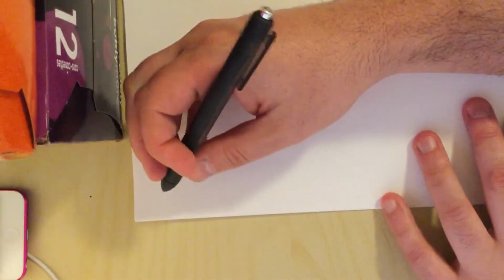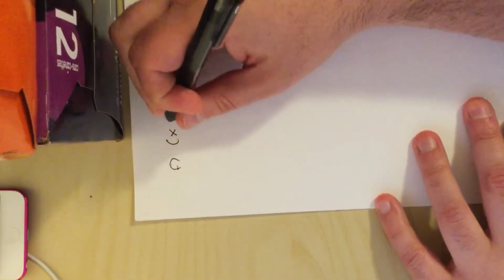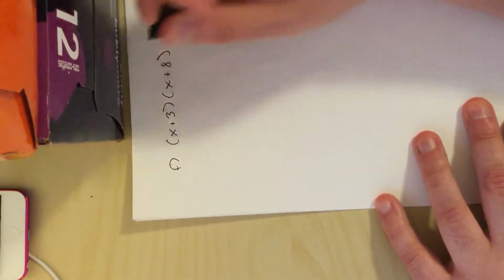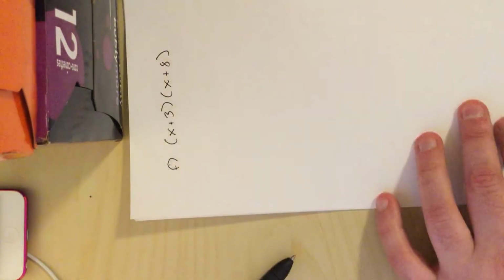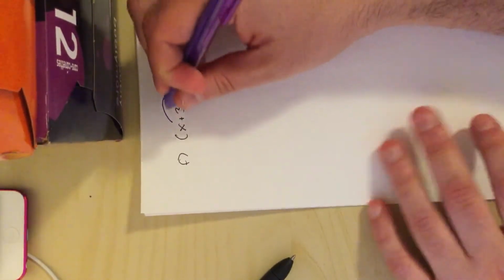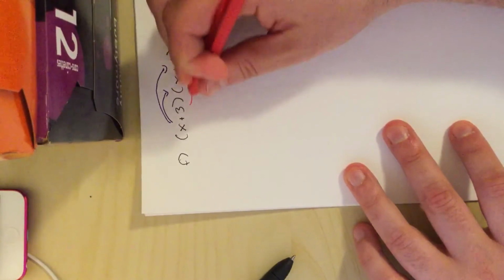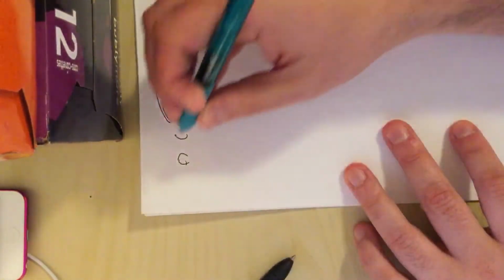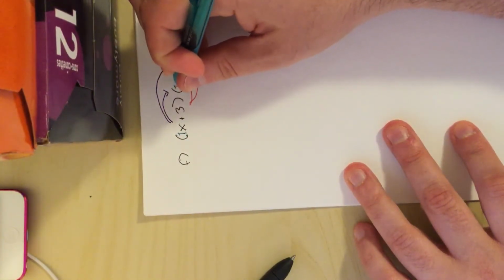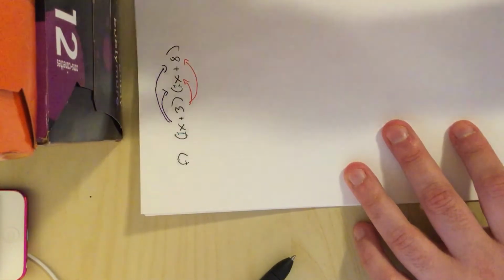Now sometimes you might have a situation where you have nothing in front of the x's. So you have x plus 3 times x plus 8. And this is actually, as it turns out, easier. So there is something in front of the x's, it's just invisible. And the invisible number in front of the x's is, of course, an invisible 1. And you don't see it because it's invisible.